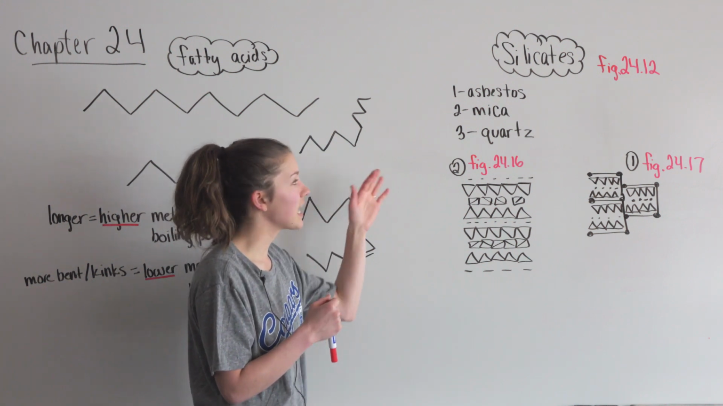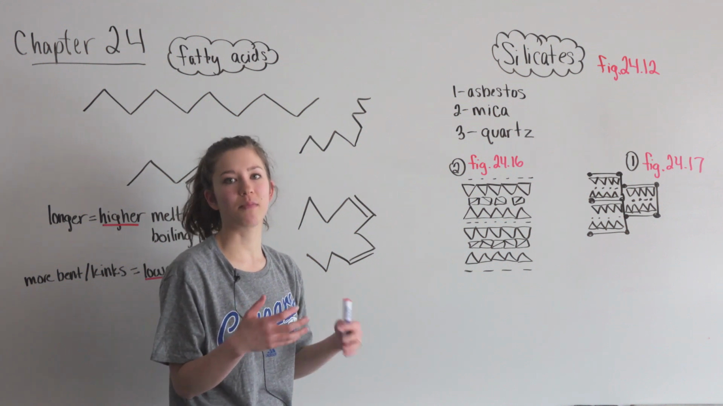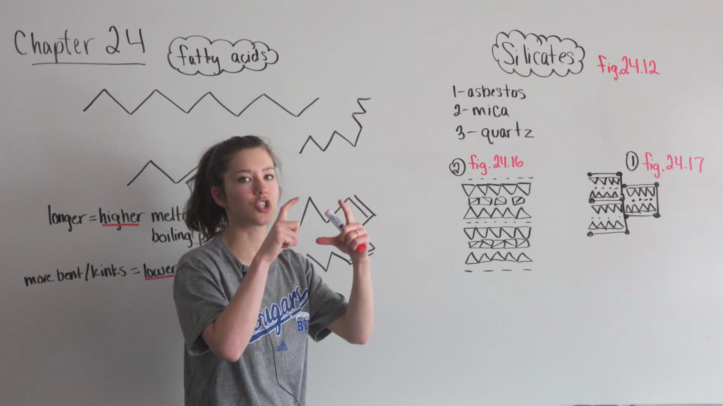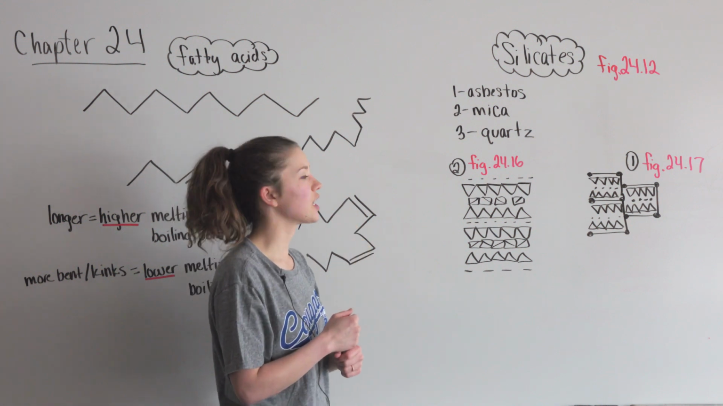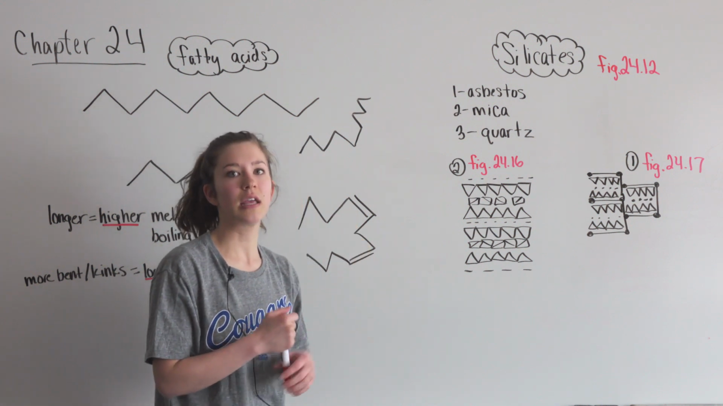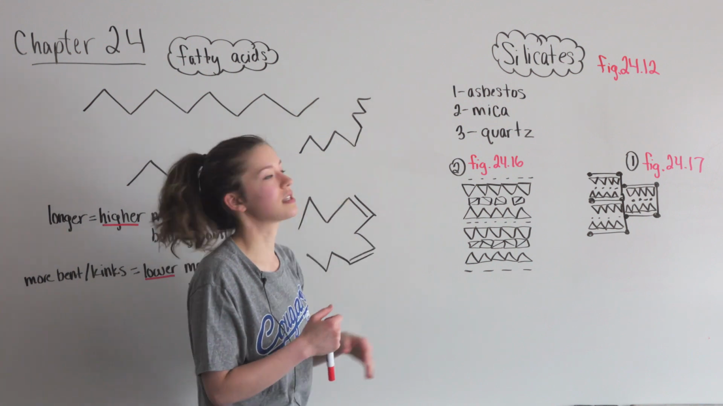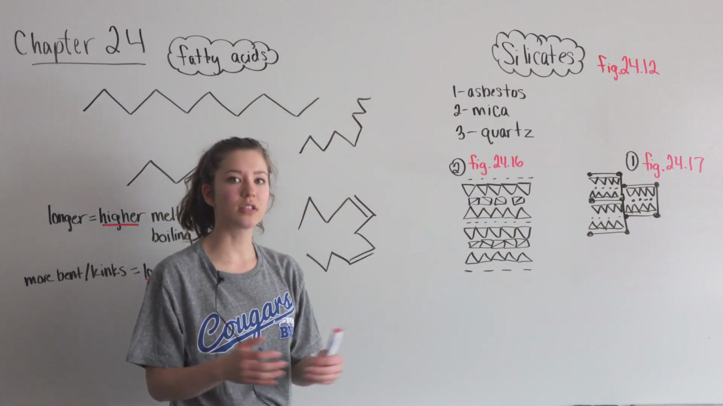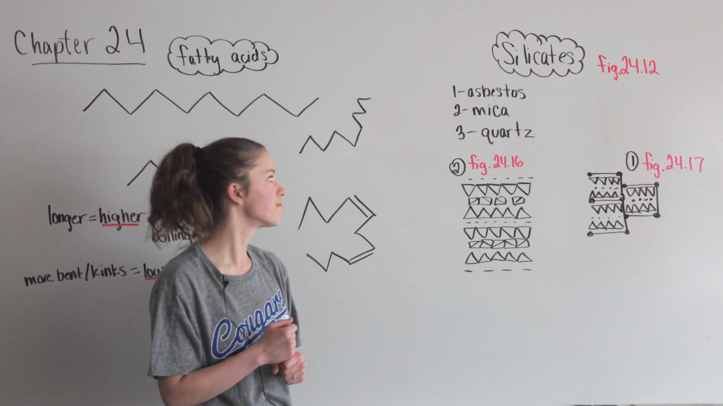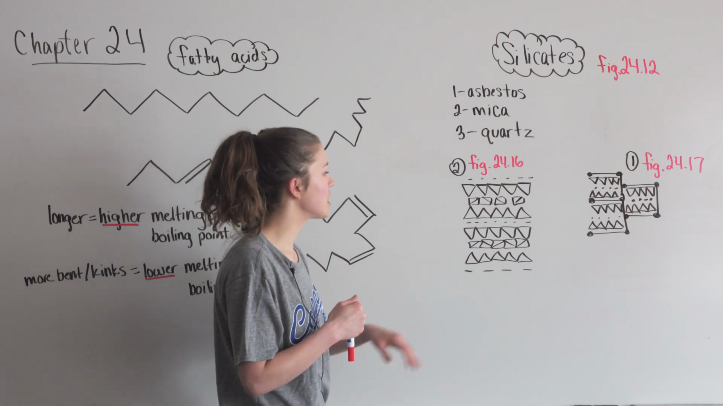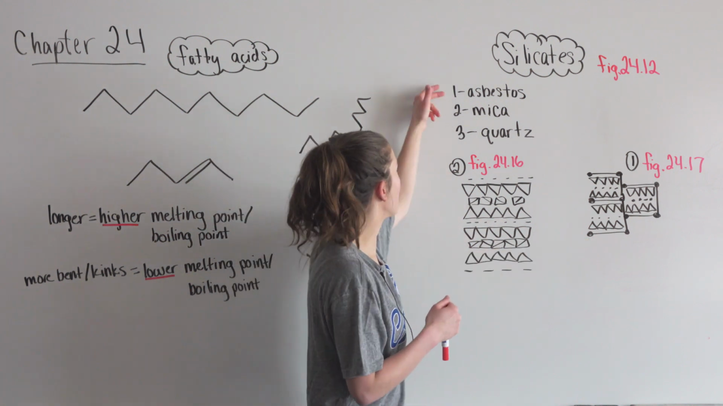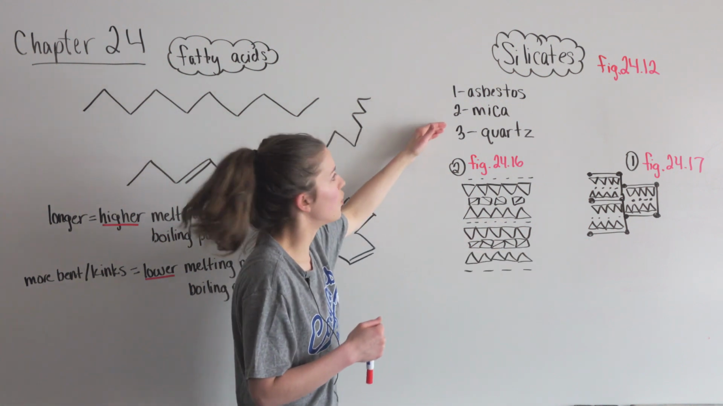And then mica is also a silicate, but because of its structure, it breaks off in these plates. And then quartz, because of its structure, even though it's a silicate, just like asbestos and mica, when it breaks or falls, it'll come off in chunks. And then one other skill that you'll need to have is identifying which one is asbestos, mica, and quartz.